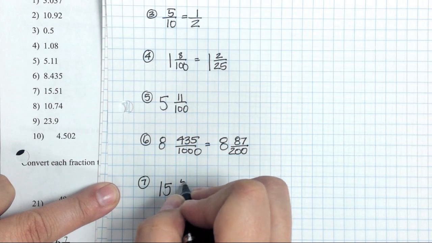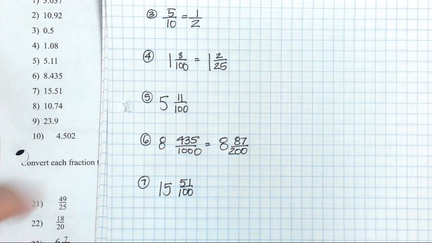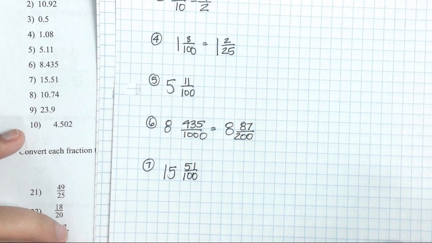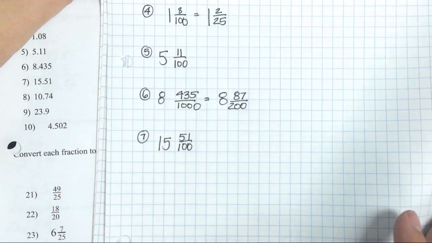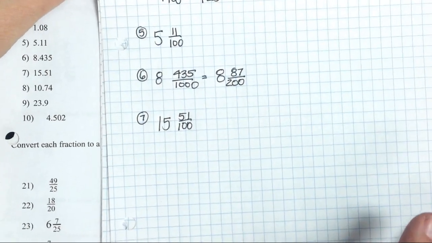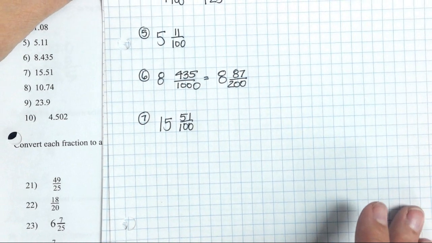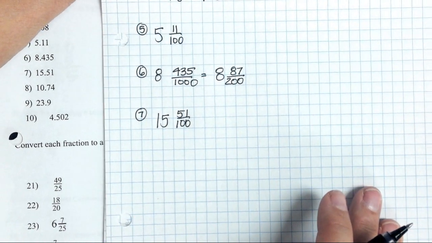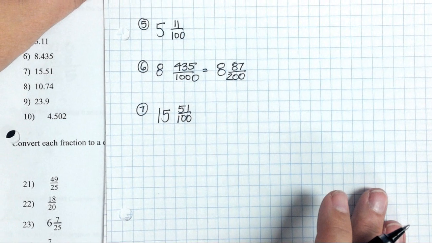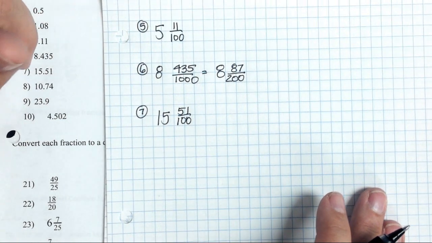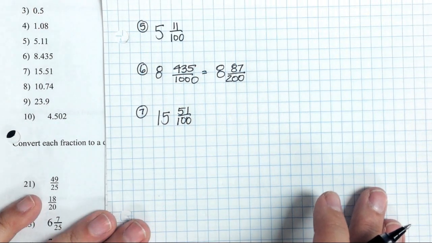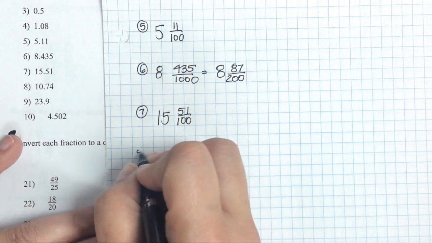Okay, 15 and 51 over 100. Can I simplify? No. I agree. But 51 is not prime. Be careful. It's not prime. It is odd. What number can go into 51? 3. Remember that 3 rule. That one's very helpful.